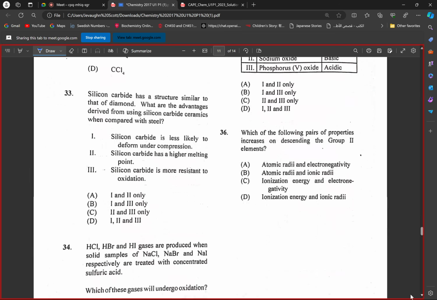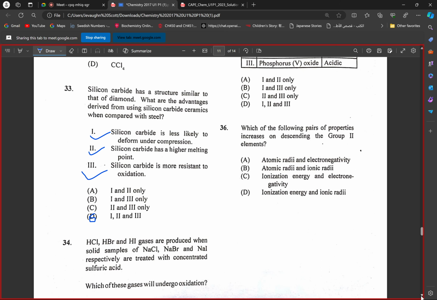Alright. So silicon carbide is a structure similar to that of diamond. What are the advantages derived from using silicon carbide ceramics when compared to steel? So I discussed this as well when I was revising group 4. What's happening here now? It has a higher melting point and is more resistant to oxidation. Also, it's less likely to deform as well. It won't deform, but it might shatter, but it won't deform. The use of the word is important.